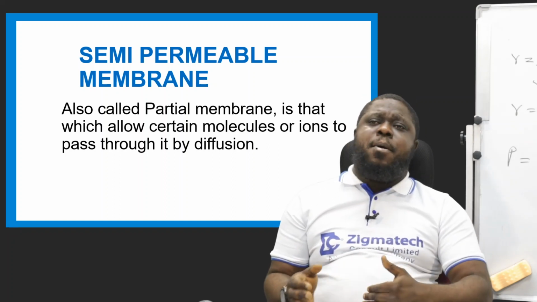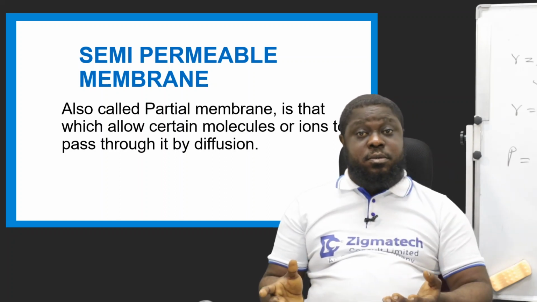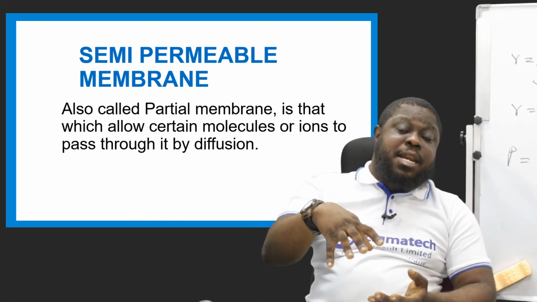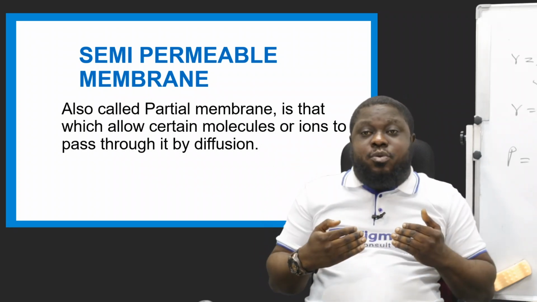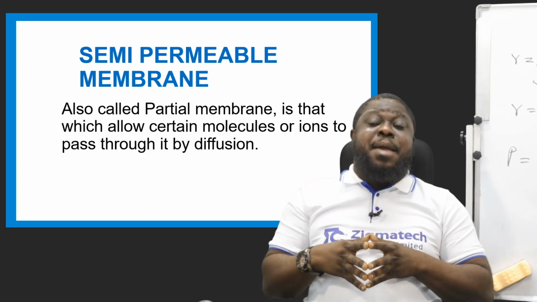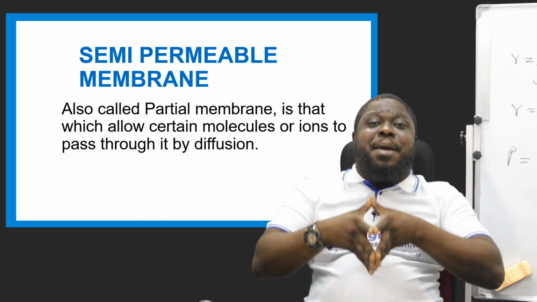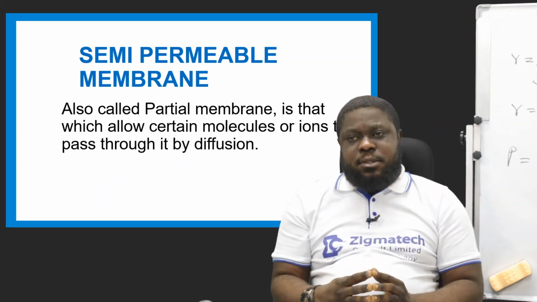Now, it became a semi-permeable membrane because not all the molecules and ions passed through, like I told you. Because the salt was inside the parchment, there was some salt inside the parchment. So not all the salt passed through. Do you understand what I mean? Not all the salt passed through. So in essence, it became a partial membrane, a partial space, a partial road for them to pass.